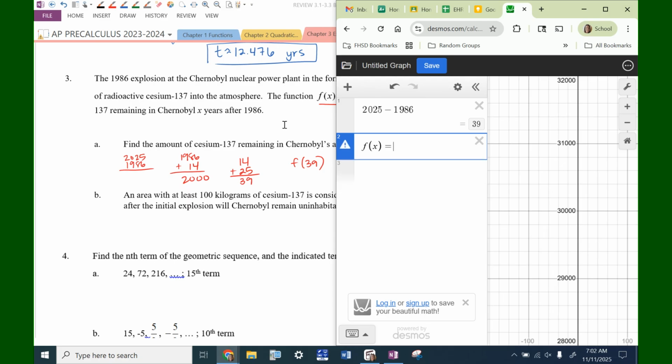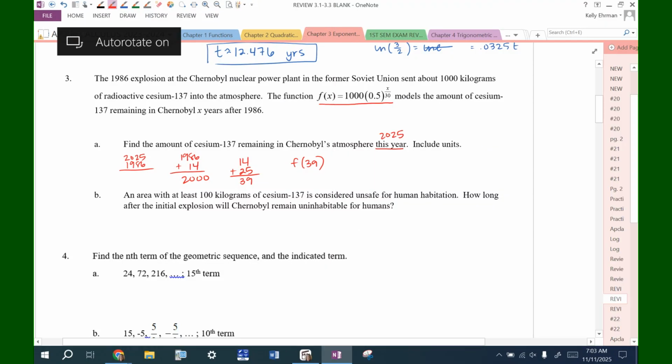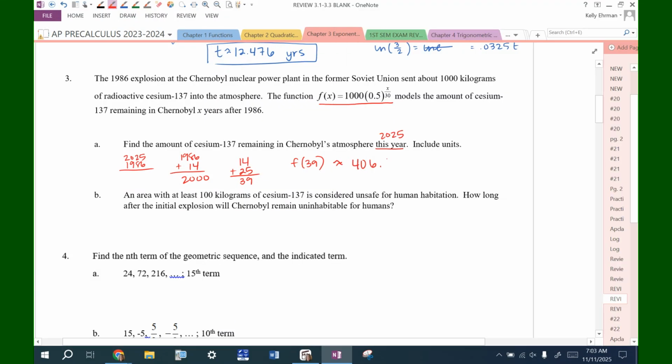f of x equals 1,000 times 1/2 to the x over 30. That is how half-life formulas work, by the way. The half-life is 30 for this one. I would like it to tell me what f of 39 is. I don't need the graph to do that. So 406.126, about equal to 406.126. What's the label on this? This was measured in kilograms. So this is how many kilograms would be in the atmosphere.